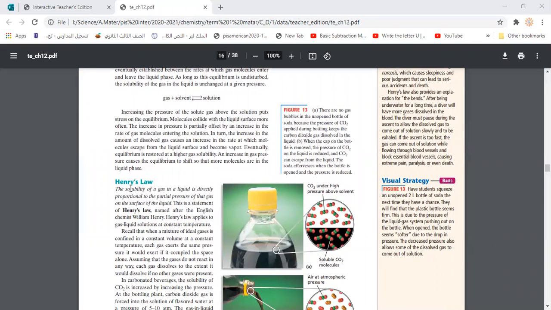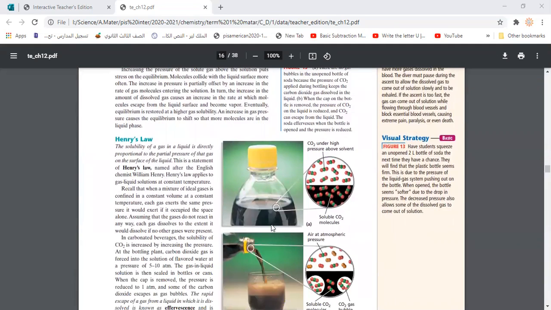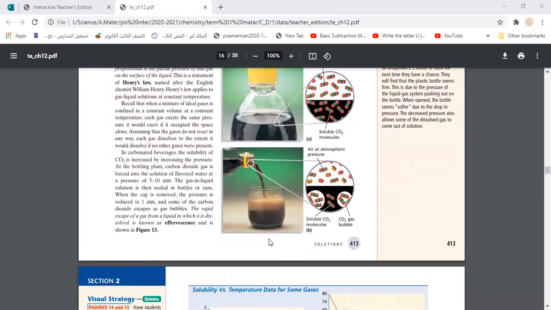Henry's law says that the solubility of a gas in a liquid is directly proportional to the partial pressure of that gas on the surface of the liquid. What does it mean? The more pressure you apply on the gas, the more soluble the gas is in that liquid. That means the gas will dissolve more under high pressure. To clarify the idea, let's take an application in our daily life: the bottle of Pepsi or fizzy water. While the bottle is still capped and not opened, you cannot find any gas bubbles on the surface. But once you remove the cap and start to pour it, you find a lot of gas.